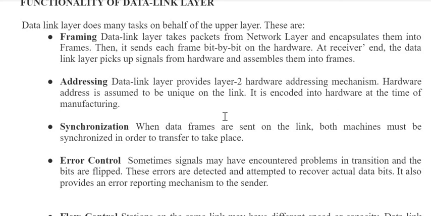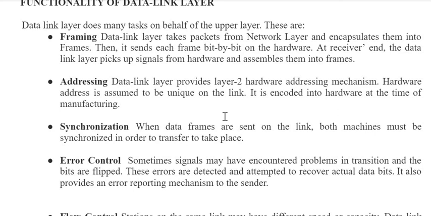Next is hardware addressing. What is the address that the data link layer provides? The data link layer provides a layer 2 hardware addressing mechanism. It is also called MAC address or hardware address. The hardware address is assumed to be unique for every device. It is encoded at the time of manufacturing, so the manufacturer encodes that hardware address.